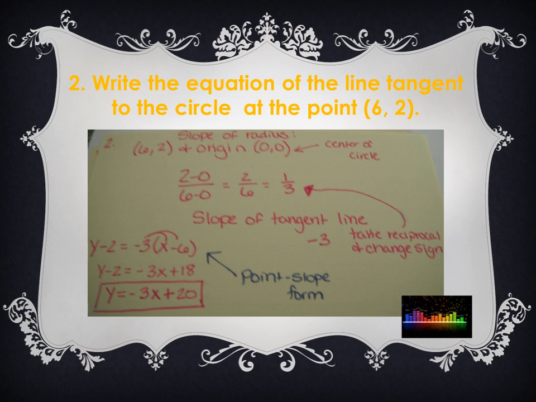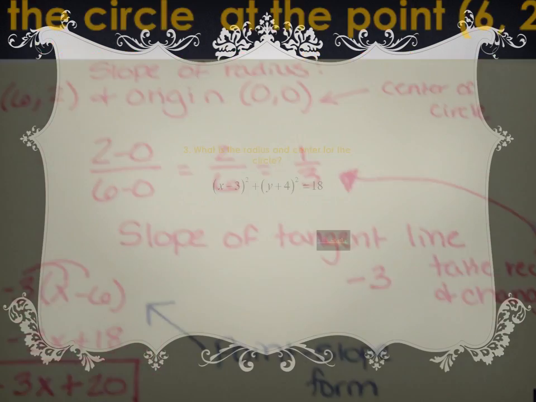Now we put this in point slope form and get y minus 2 equals the slope of our tangent line, which is negative 3, times x minus 6. The 2 and the 6 came from our original point. Then we distribute the negative 3 and get y minus 2 equals negative 3x plus 18. Then we solve for y, add 2 to both sides to get our final equation, which is y equals negative 3x plus 20.